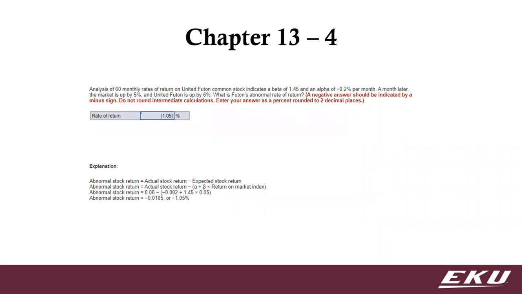Okay, and problem 4 is much like that first problem that we had earlier, where we were looking at a known alpha and beta of a stock, and then we can see the return of the market and our return and come up with whatever the abnormal return is for that holding.